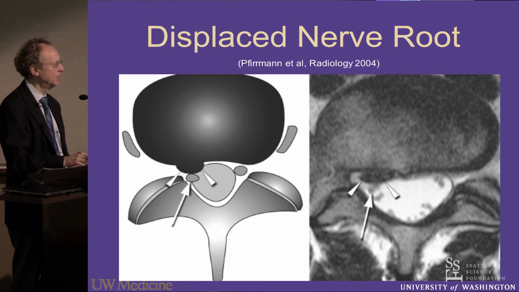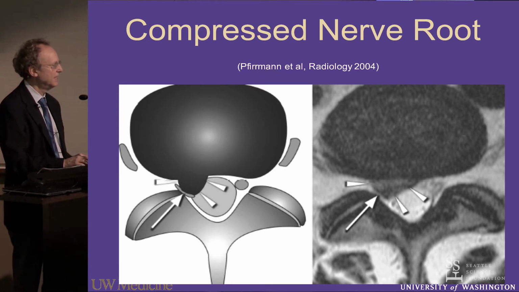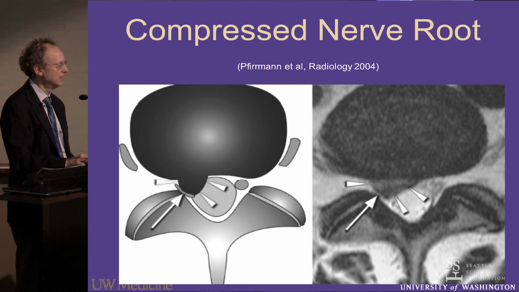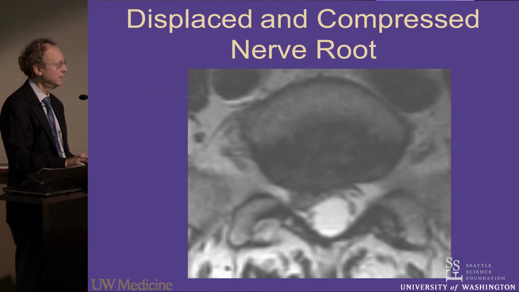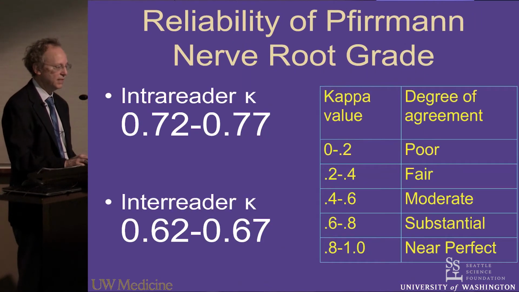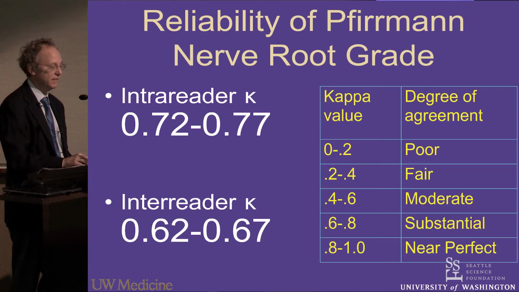So then the next step beyond is displaced, and then finally compressed. And essentially the way I treat this is that if I cannot distinguish the nerve root from the disc material or the hypertrophied facet, whatever's compressing it, I call it compressed. Another example of a compressed nerve root here. So again, the question is, what's the reliability of this Pfirrmann nerve root grade? Pfirrmann's the Swiss musculoskeletal radiologist who described this, and it's quite good. Again, we're shooting for those kappas of about 0.6 or higher, and it's well above that threshold.